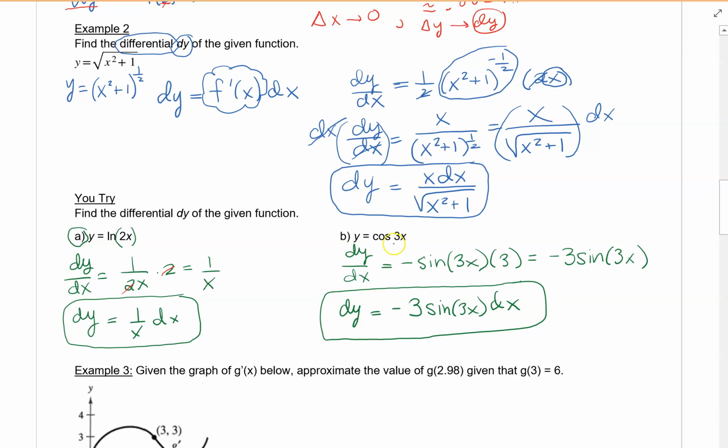Then in part B, I'm just taking the derivative of cosine of 3x. So I use the derivative formula for cosine and then the chain rule because of the 3x inside. So the derivative of cosine is negative sine with 3x inside, but then I have to multiply by 3 because of the chain rule. So then this is the derivative of y with respect to x. So then the differential of y is just that derivative times dx.